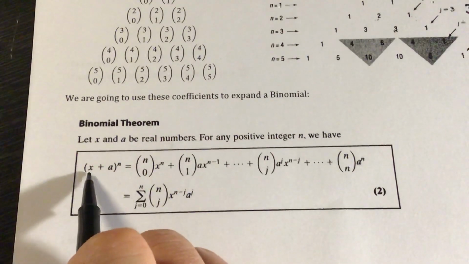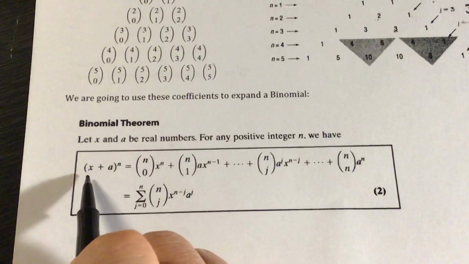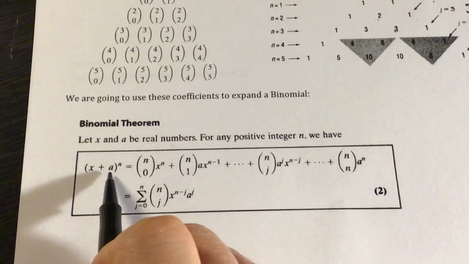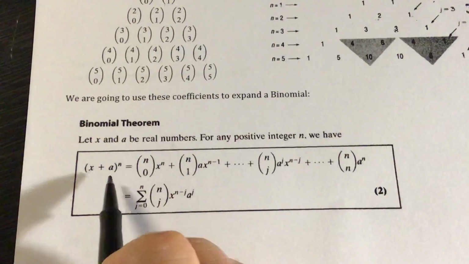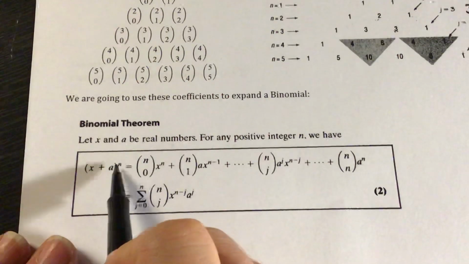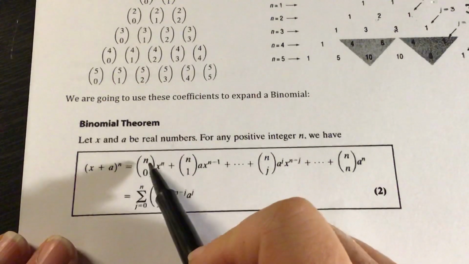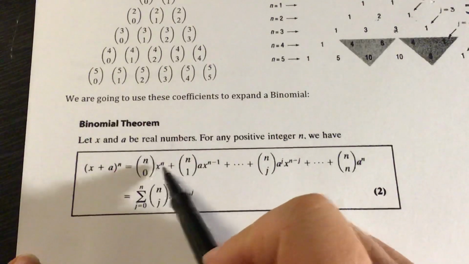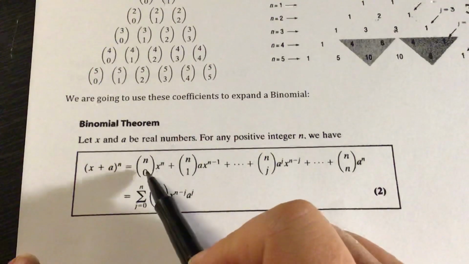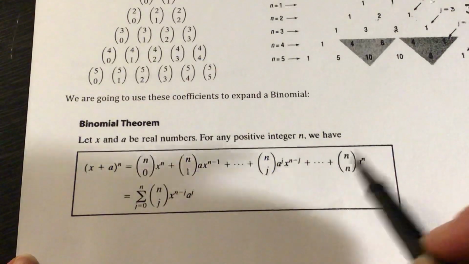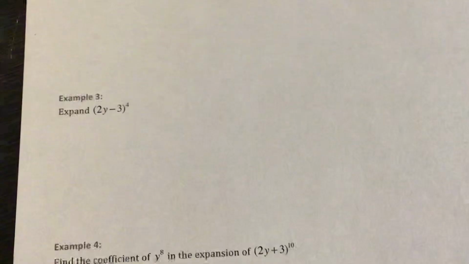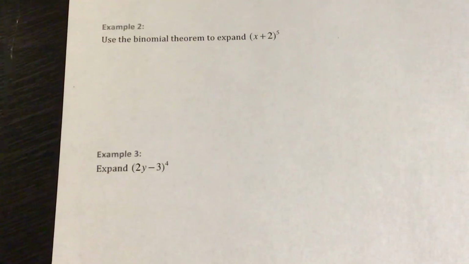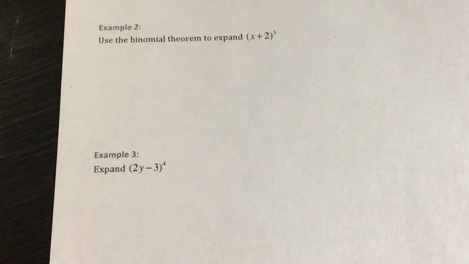But if I have a binomial like x plus a or x plus 1, and then that's raised to a power, the coefficients in front of my variables with exponents are going to be the same numbers in Pascal's triangle. Now, the best way to do that is to look at one of these. So I have the binomial x plus 2 to the 5th power.